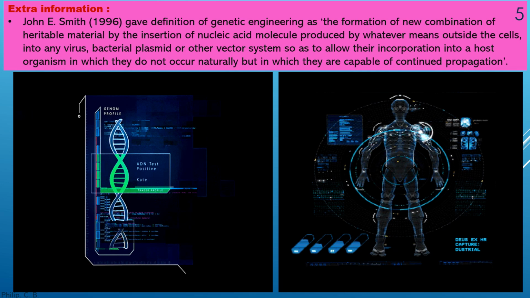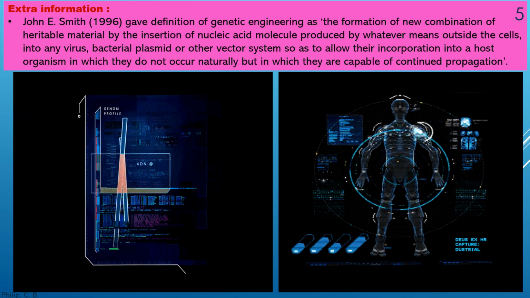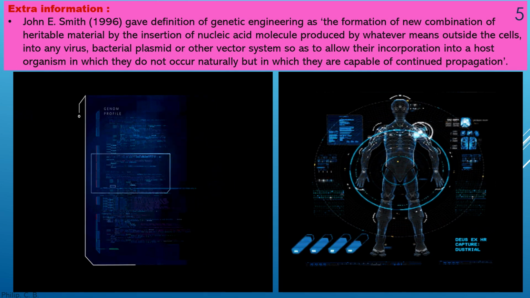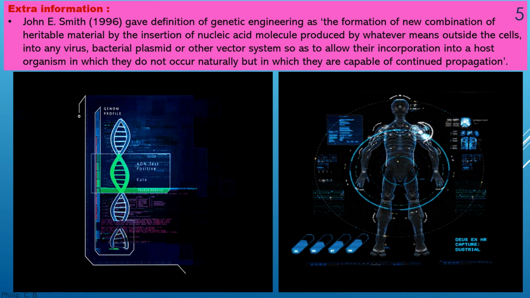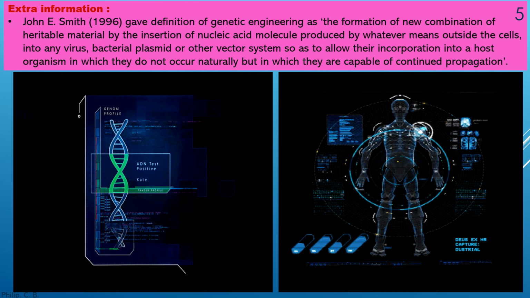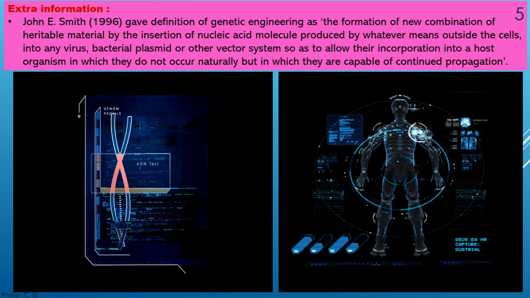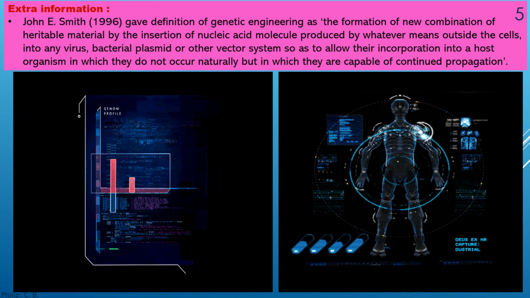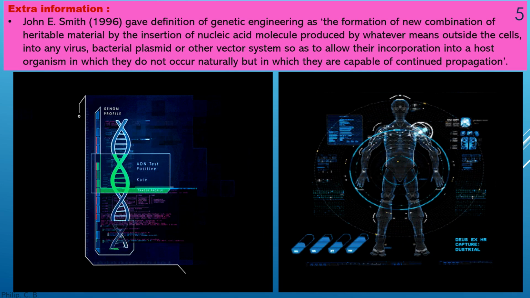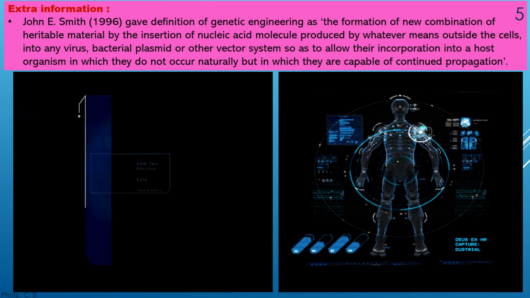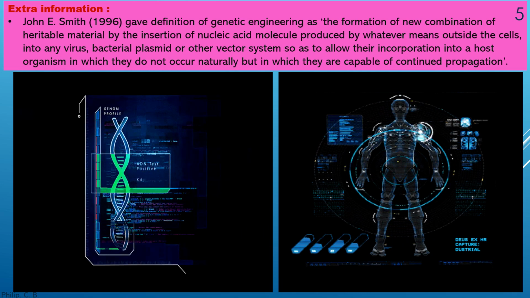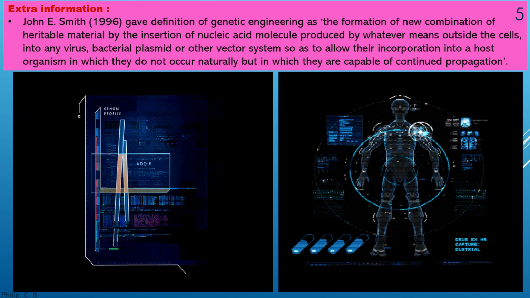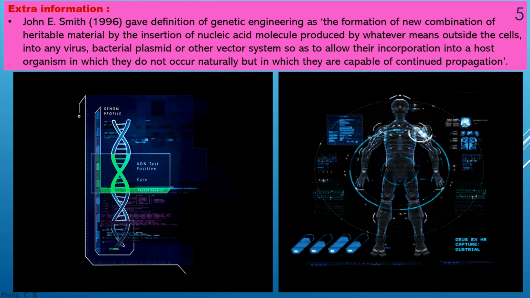Smith in 1996 gave the definition of genetic engineering: the formation of new combinations of heritable material by insertion of nucleic acid molecules, produced by whatever means outside the cells, into any virus, bacterial plasmid, or other vector system, so as to allow their incorporation into a host organism in which they do not occur naturally, but in which they are capable of continued propagation. So it was John E. Smith who defined the term genetic engineering.